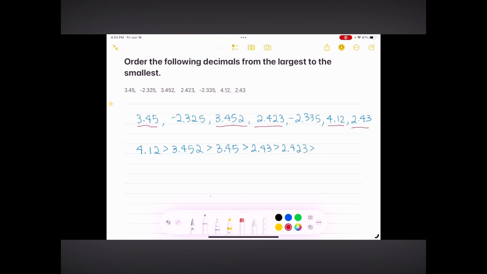And then we look at the negative numbers. Negative 2.325 is greater than negative 2.335, so that gets written down beforehand. And then the smallest decimal is negative 2.335.